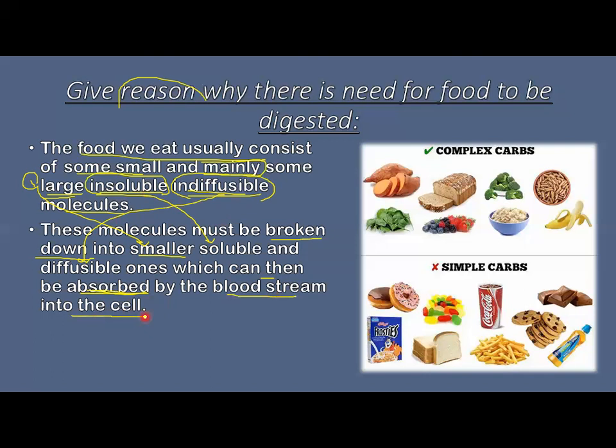Means if you want to get energy, your food must get into the cell. But to cross the partially permeable cell membrane, it must be small enough, in diffusible or soluble form. So to bring your food into soluble and diffusible form, you digest the food. So what is the reason for the digestion of food? Since your food consists of some small and mainly large, insoluble and indiffusible molecules, these molecules must be broken down into smaller, soluble and diffusible ones, which can then be absorbed by the bloodstream.